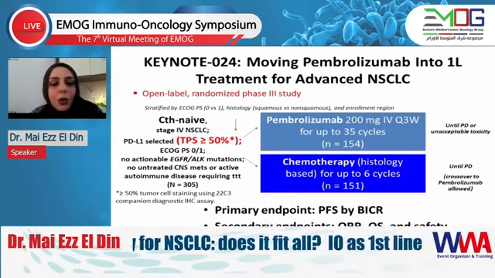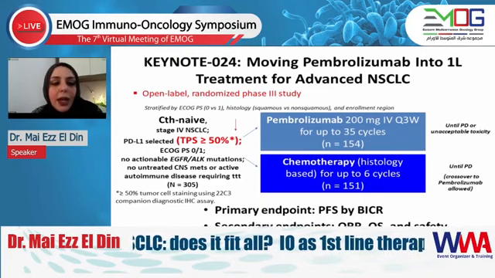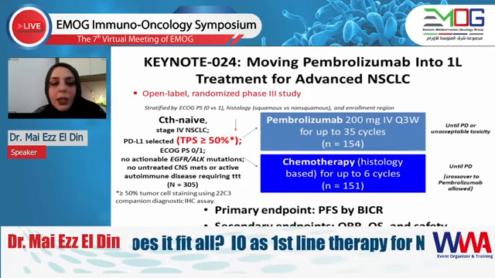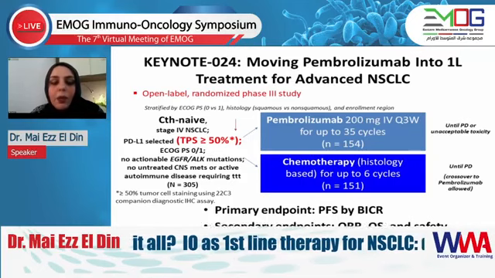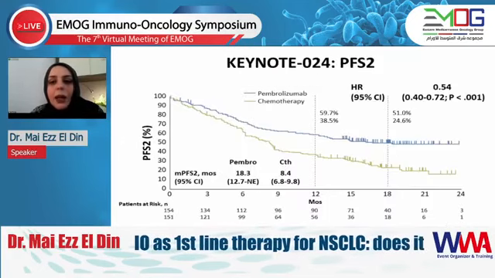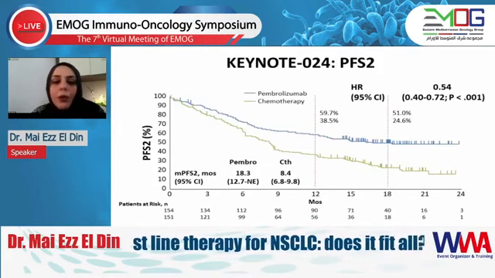a tumor proportion score of more than 50% for PD-L1. So we were selecting: no EGFR or ALK mutations were allowed, no untreated CNS mets, or any active autoimmune disease. And again, pembrolizumab versus the standard of care chemotherapy.